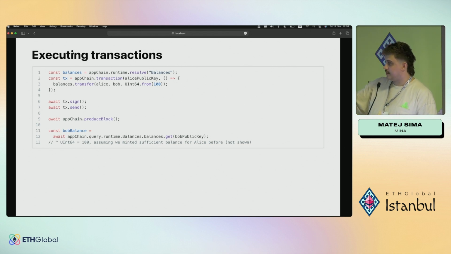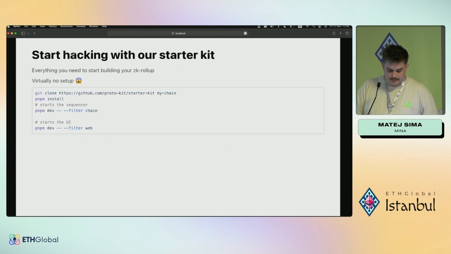So you sign a transaction, you send it to the chain, then you manually produce a block in your tests because you can have control over that, and then you can read the resulting state of the transaction using our query API, which returns you the new state.